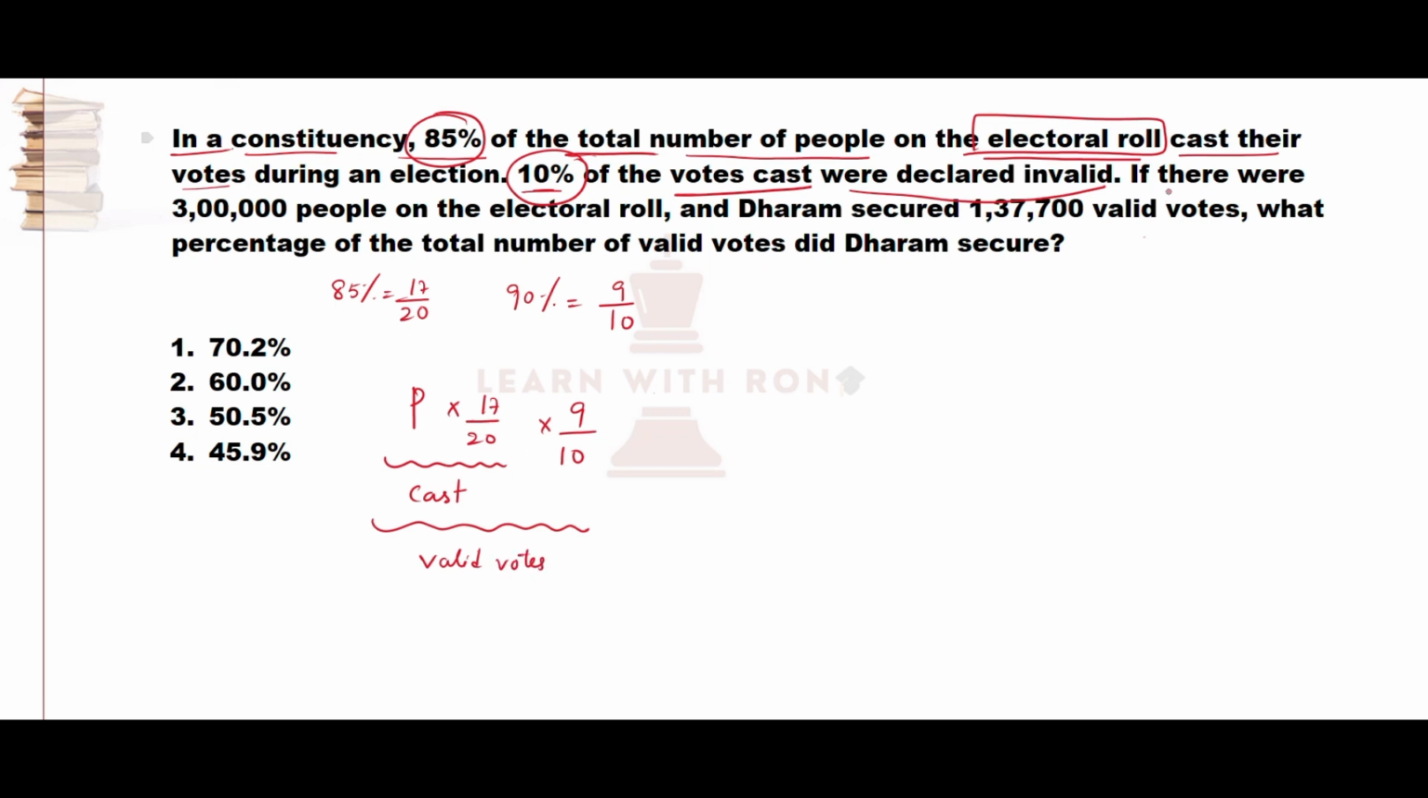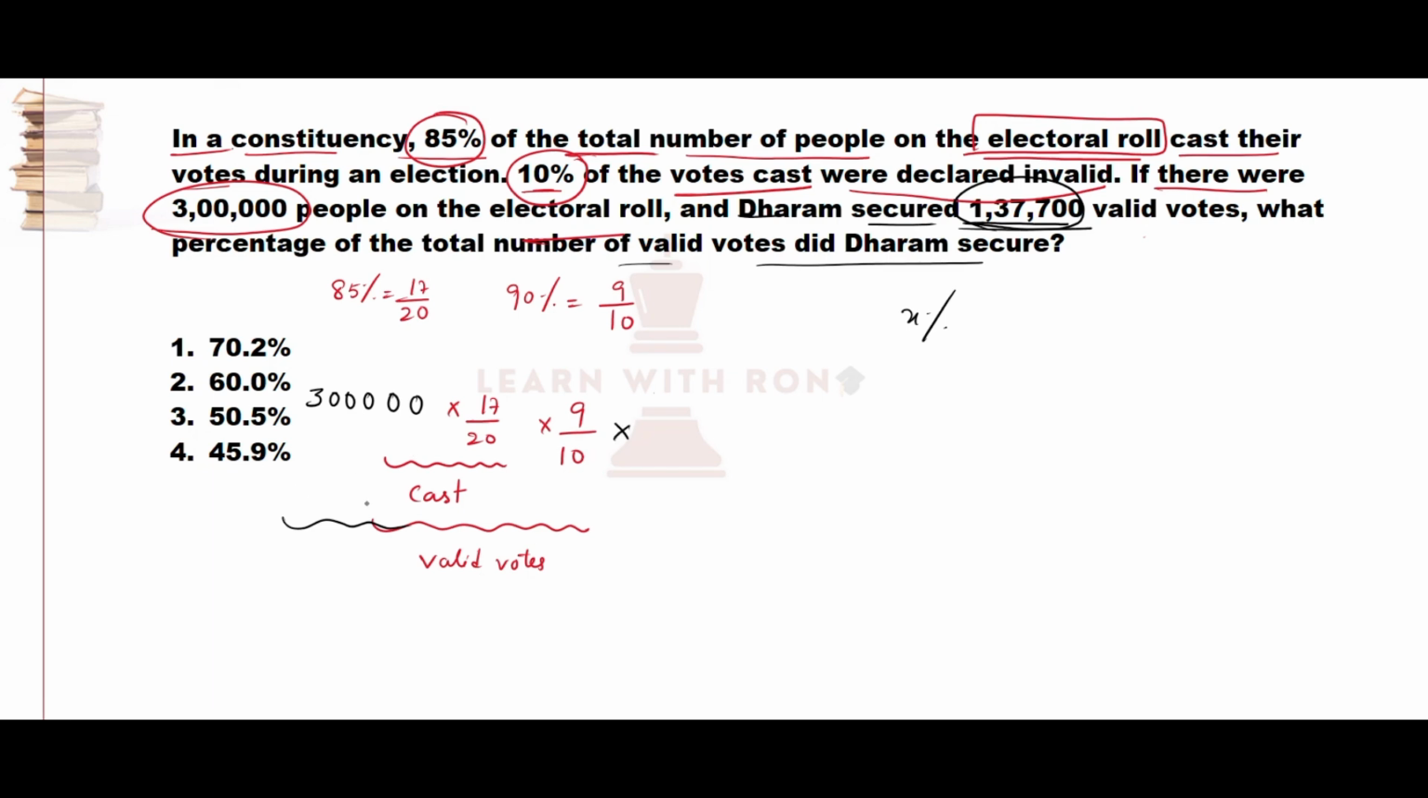See the next part. If there were 3 lakh people on the electoral roll, they have given us the P value here. So the P value is given as 3 lakhs. 1, 2, 3, 4, 5. They asked us to find, if Dharam secured 137,700 of the valid votes, meaning these totals are valid votes, right? Of these valid votes, if Dharam secured 137,700 votes, what is the percentage? Let's say for example this 137,700 is X percentage of valid votes.